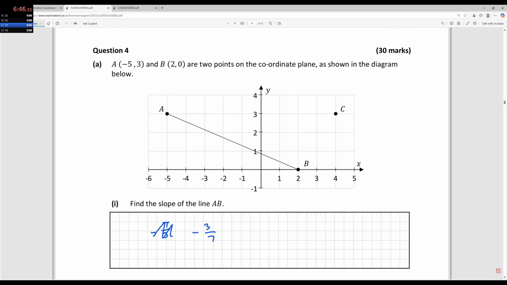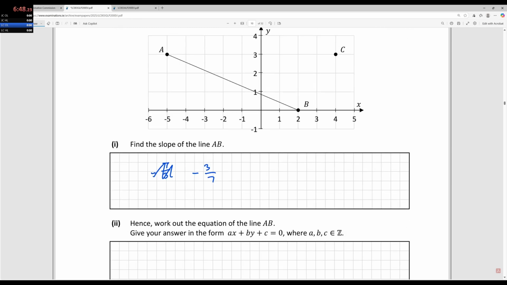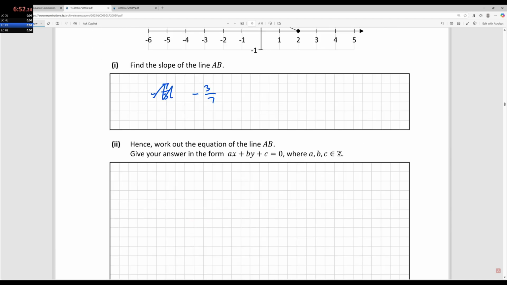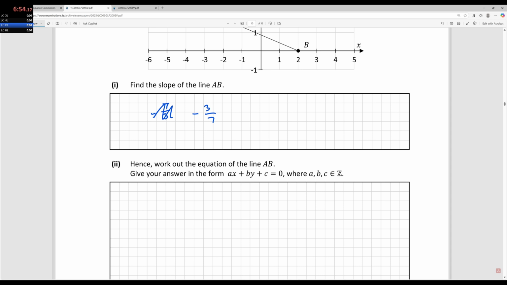Yeah, no, I'm okay with that. Hence, we're going to get the equation of the line AB. Alright, I'm going to use this one, I guess. The (2, 0) would be easier, because then it would be y equals minus 3x plus 6 over 7. And then we'd say 3x plus 7y minus 6 equals 0.